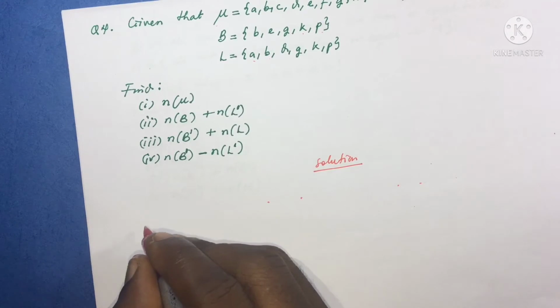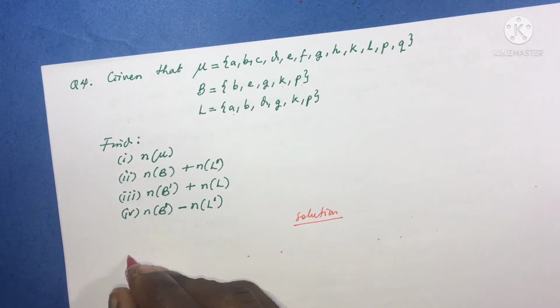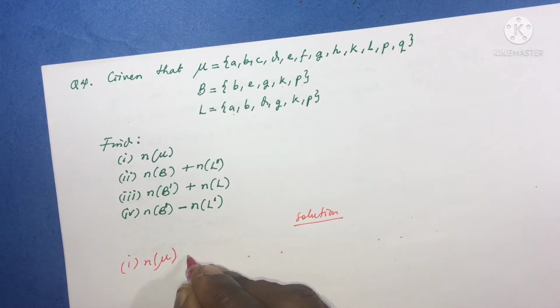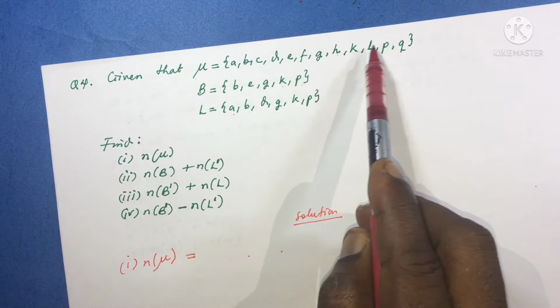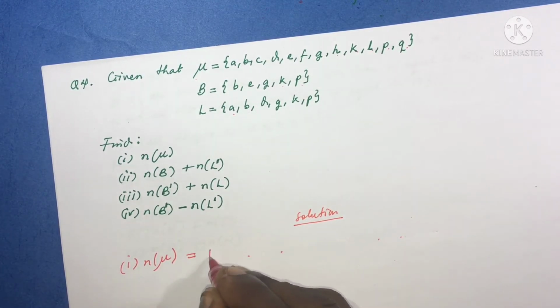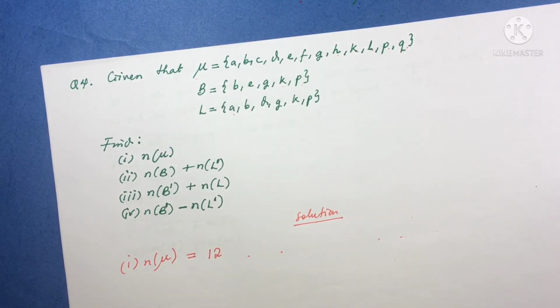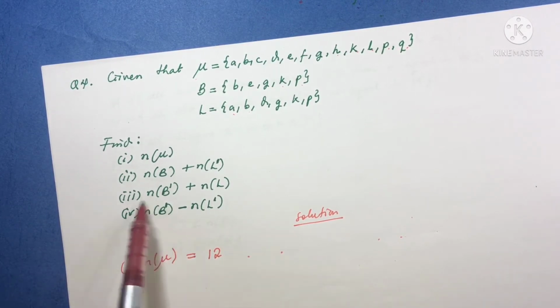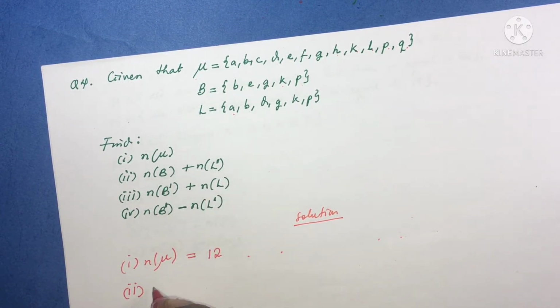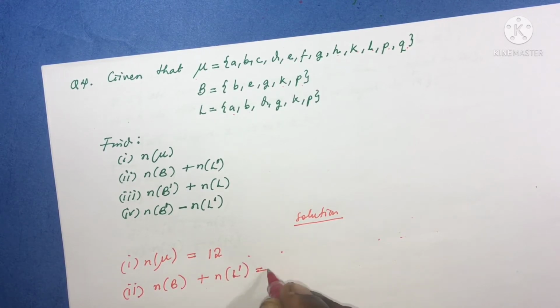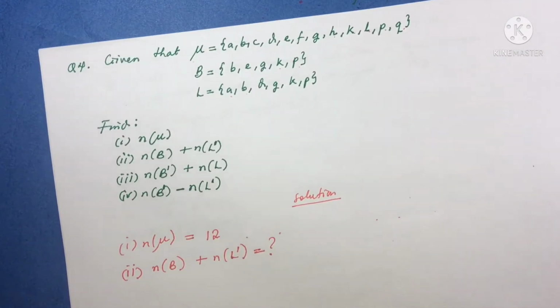Let's see. Now, n(mu) will be the number of elements you have in the universal set. That is 1, 2, 3, 4, 5, 6, 7, 8, 9, 10, 11, 12. So that was simple. We will write 12, representing the number of elements we have in the universal set. So question number 2, under 4, demands that we find the cardinality of B plus the cardinality of L prime. So I'm going to write here cardinality of B plus cardinality of L prime, being what we are asked to look for. So I'm going to put a question mark here because we don't know what it is yet.